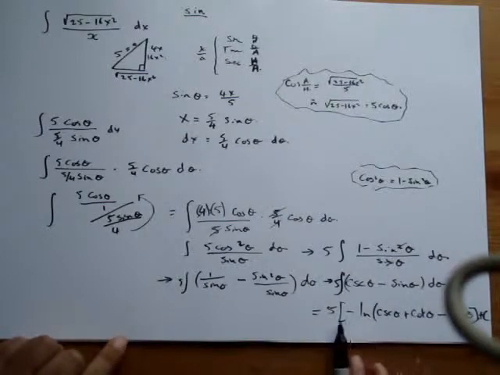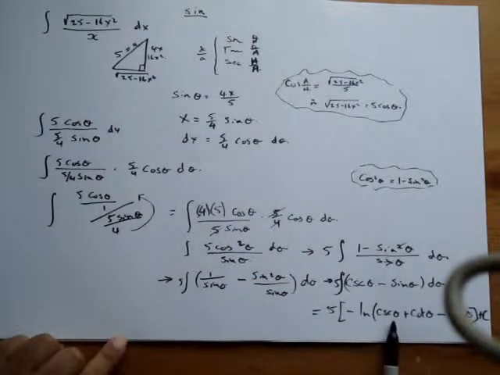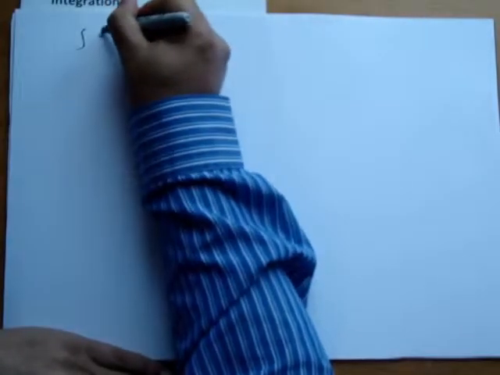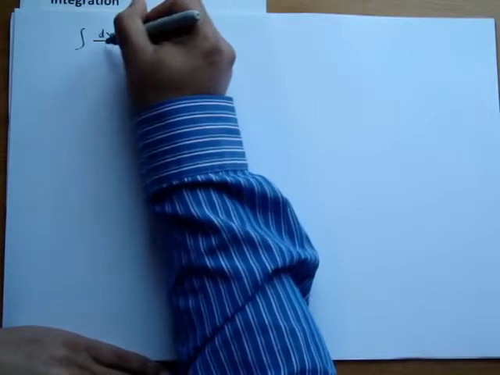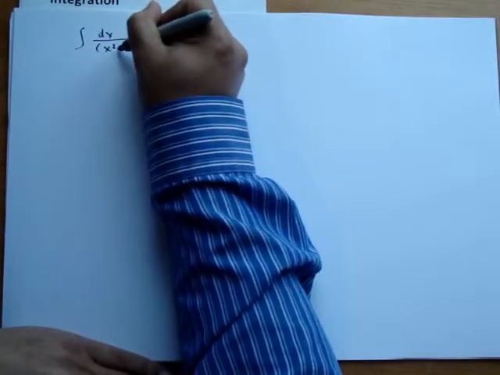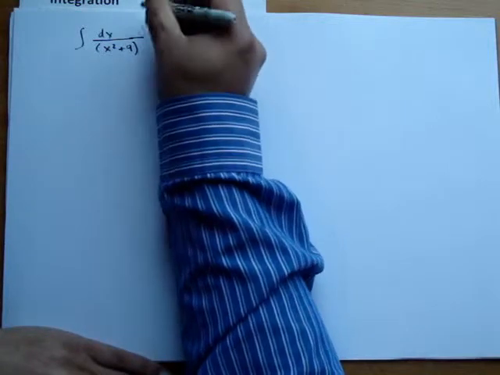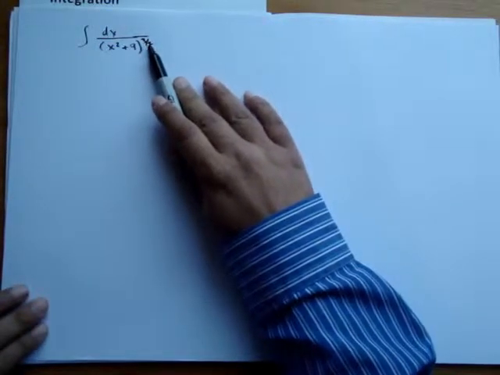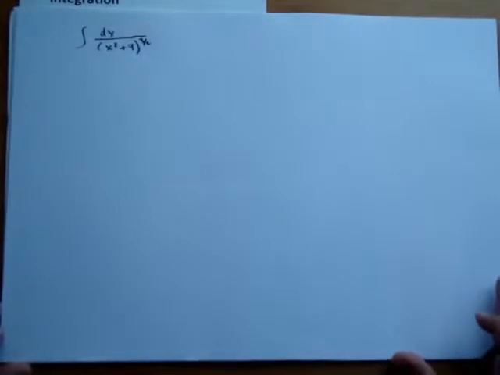Then all we do is use our reference triangle to convert cosec, cot and cos back to the x values. Integral of dx over x squared plus 9 to the power 3 over 2. We can use trig substitution because we can see that this 3 over 2, the 2 on the bottom, signifies that it's a square root. So the square root of x squared plus 3 squared.